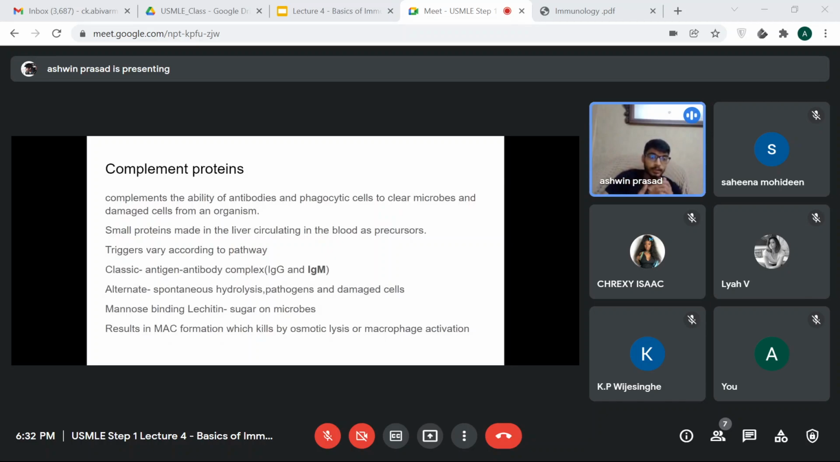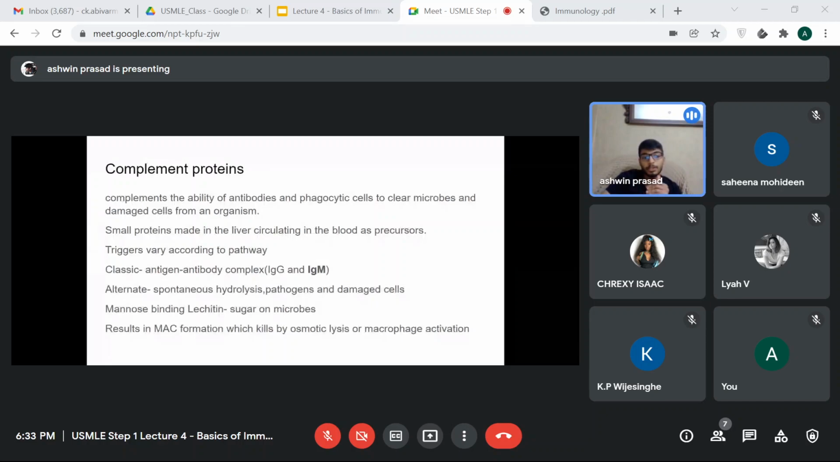On the other hand, there's this pathway that is happening spontaneously in the background, in which there's hydrolysis of the precursor protein to form active forms of the complement proteins. But although it is spontaneous hydrolysis, there are other mechanisms which make sure that these pathways are only activated when necessary, which we'll come across shortly.